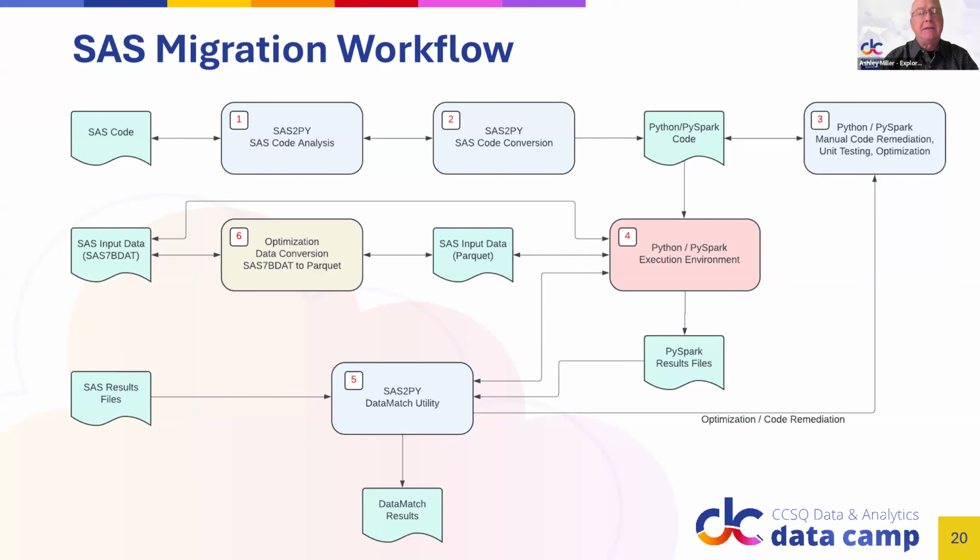Then step number six is optimization. There are some things you might want to do in terms of optimization. If you're using SAS2PY files, you might want to convert those to Parquet. Parquet files are better suited to run in a PySpark environment for multiple reasons. I won't get into those here, but it is an optimization. You also might want to do some code optimizations in step number six. So that is the general workflow when we talk about a SAS to Python migration. Next slide, please.